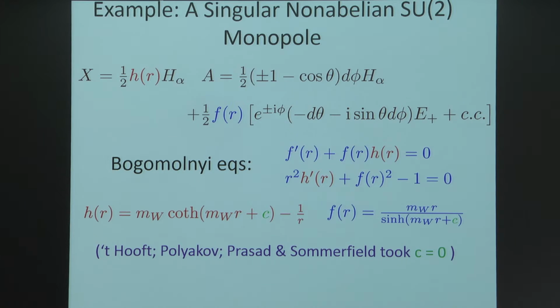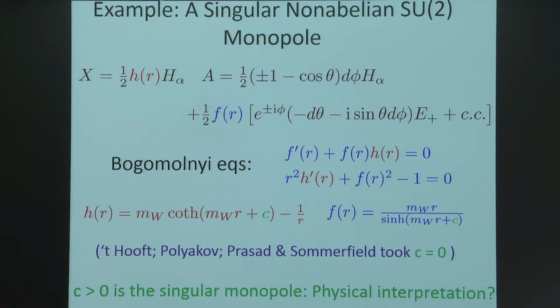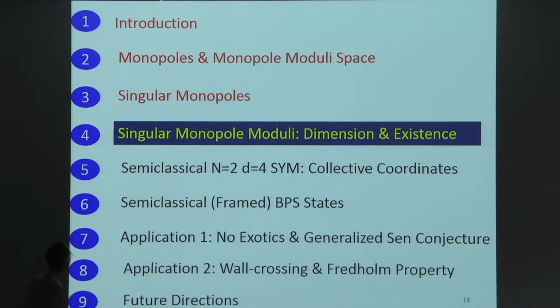Now, 't Hooft and Polyakov and Prasad and Sommerfield all took C equals 0, but C greater than 0 is the case of the singular monopole. So 't Hooft missed the 't Hooft line defect. You might wonder what the physics of this C is, and I'll give you a physical interpretation in a few slides.